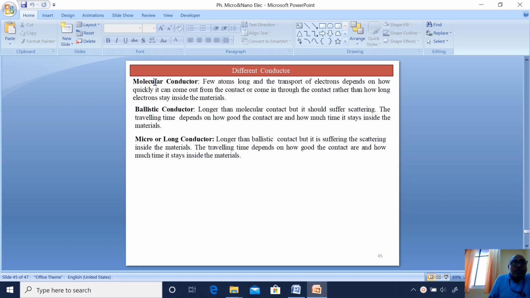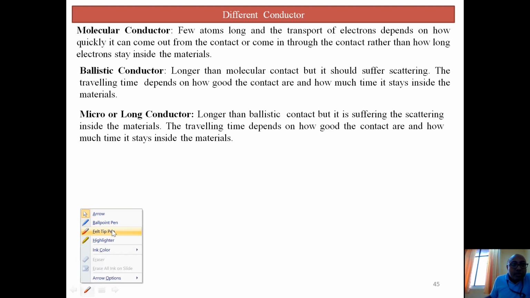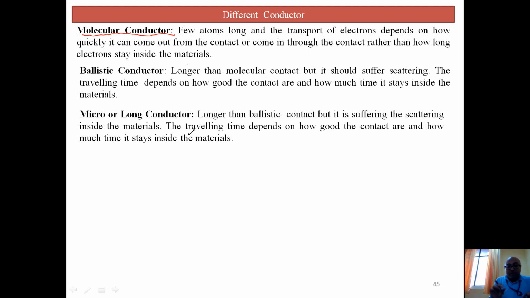And if you see the molecular conductor here, no? So molecular conductor, you understand molecule like hydrogen atom. It consists of a very small number of atoms, maybe 10 atoms or less than that. In that case, you assume that you have 10 atoms and you have a contact on it.